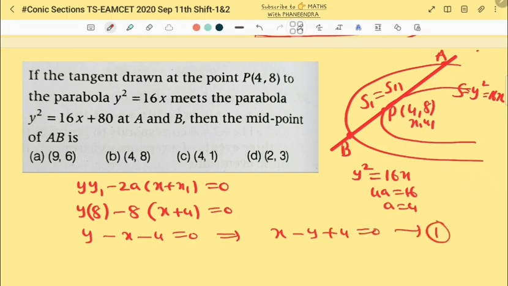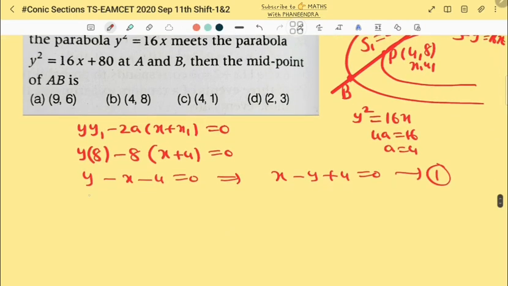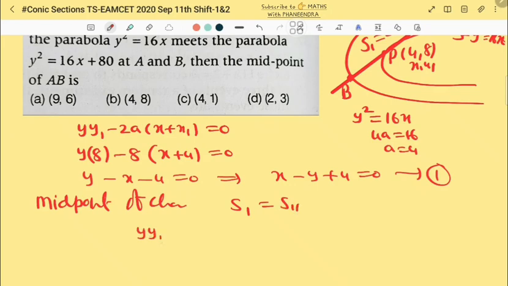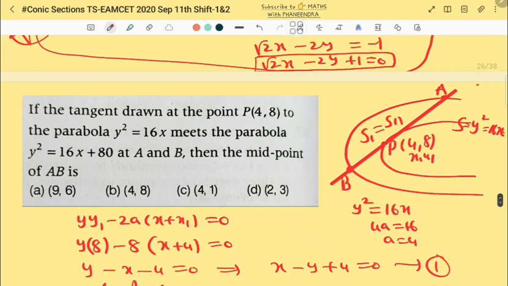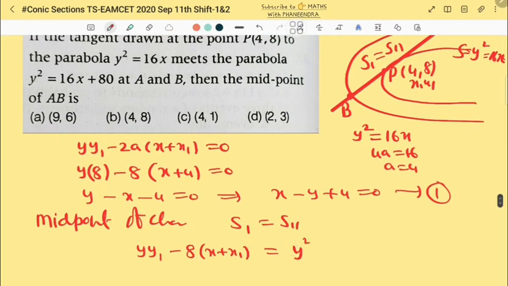This is the AB tangent for this, and the second curve is where the midpoint of chord lies. For the midpoint of chord, S1 is equal to S double 1. S1 means this formula only, you know. Y1 minus 8 into, so 2 into a value 4, x plus x1 equal to, what is the parabola equation for the second parabola? Y square minus 16x plus 80.